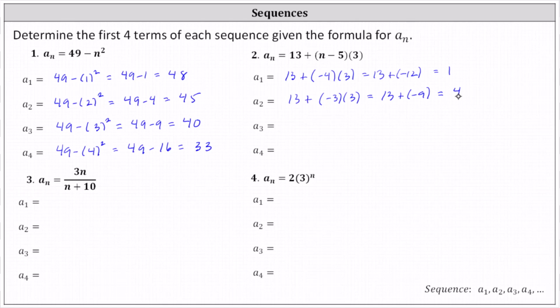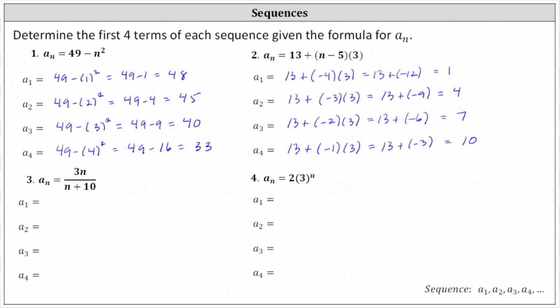To determine a sub 3, we substitute 3 for n. A sub 3 equals 13 plus, inside the parentheses, we have 3 minus 5, which is negative 2, and then times 3. Negative 2 times 3 is negative 6, and 13 plus negative 6 equals positive 7. To determine a sub 4, we substitute 4 for n. A sub 4 equals 13 plus, inside the parentheses, 4 minus 5 is negative 1, and then times 3. Simplifying, we have 13 plus negative 3, which equals positive 10.